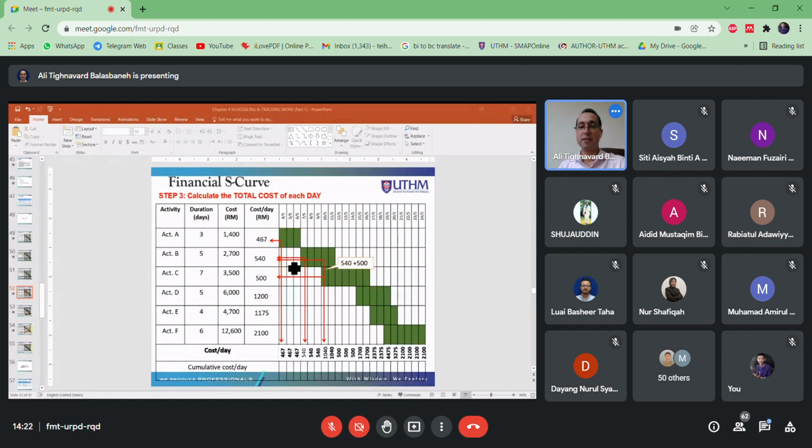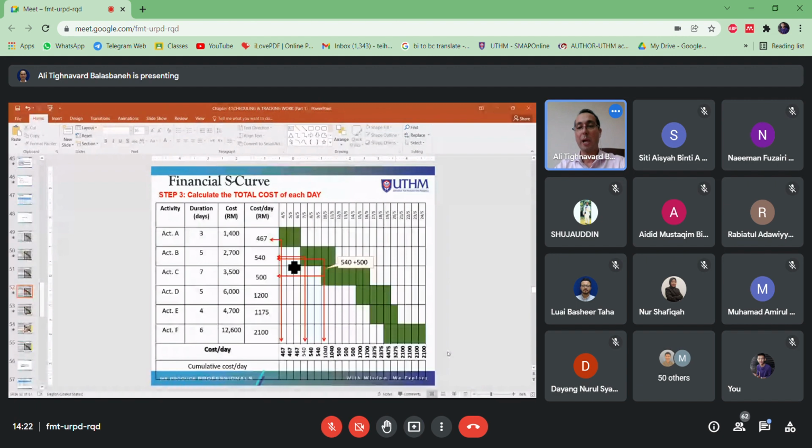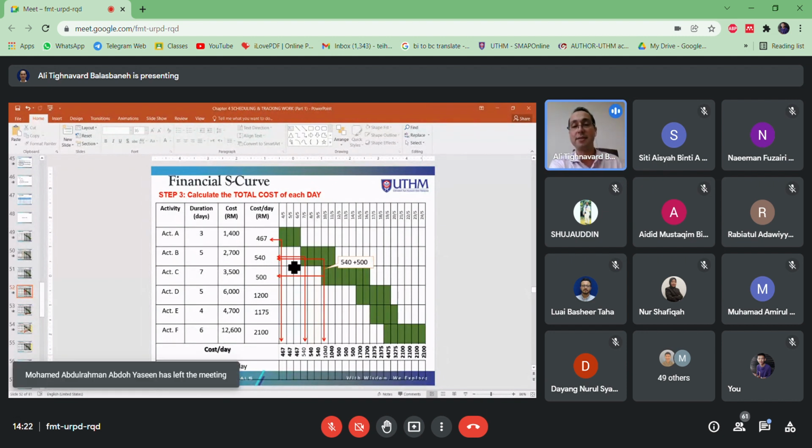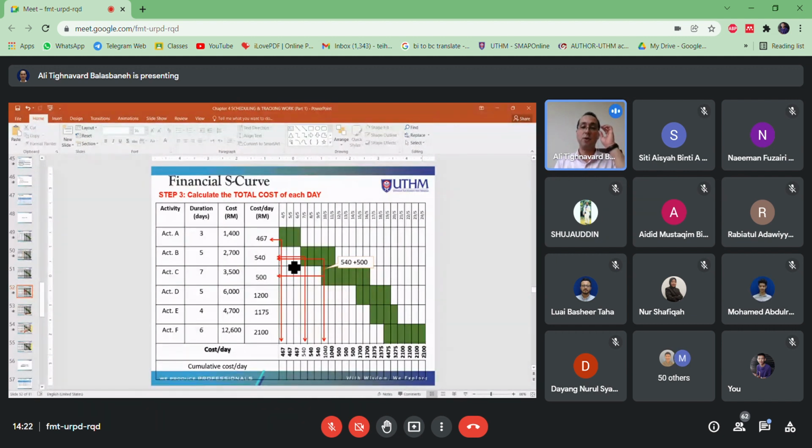Okay, then we continue until the last day of the project, which is 24. We got for the last day 2100. This is the total daily cost, not the total of the project cost. That's a different issue. We calculate it in the next stage, next step, okay? So take a look here. Let me know if something is not clear or missing for you.